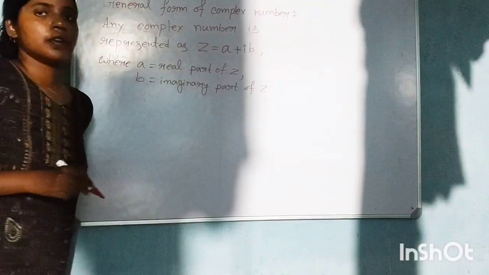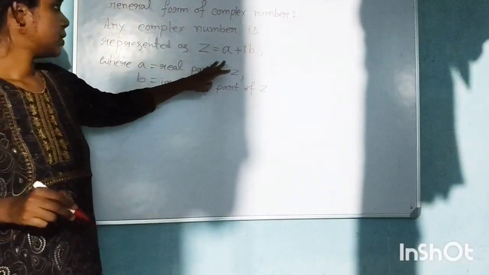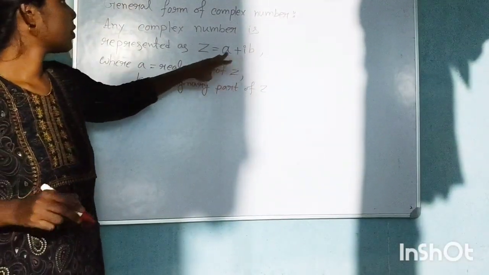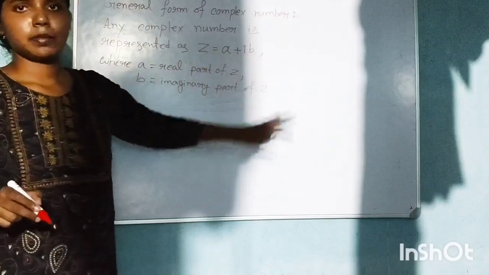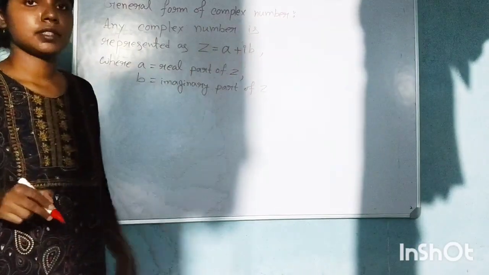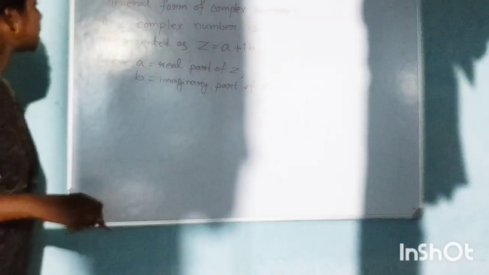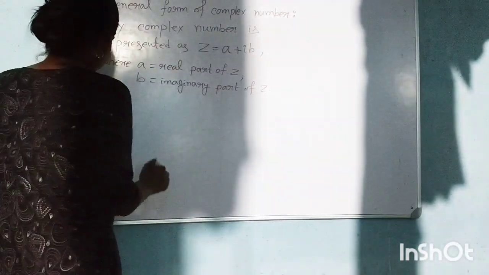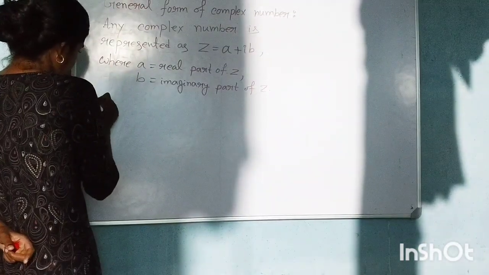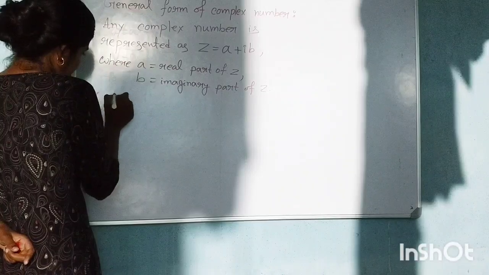We can algebraically represent any complex number as a plus ib, where a and b are real numbers, and a is called the real part of z and b is called the imaginary part of z. Now, note this down.